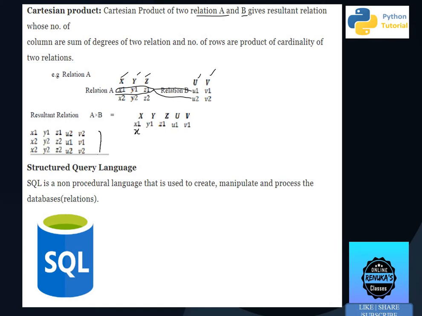this should come here only, x1, y1, z1 and u2, v2. Means the first record will first combine with the first record of the second table, then combine with the second record of the second table. Then the second record will again combine with the first record and again with the second record. So this is known as Cartesian product.